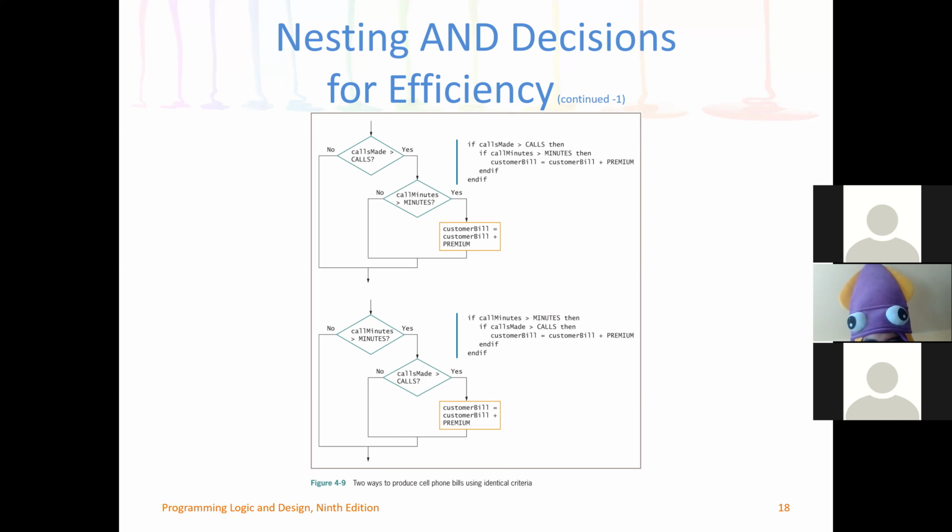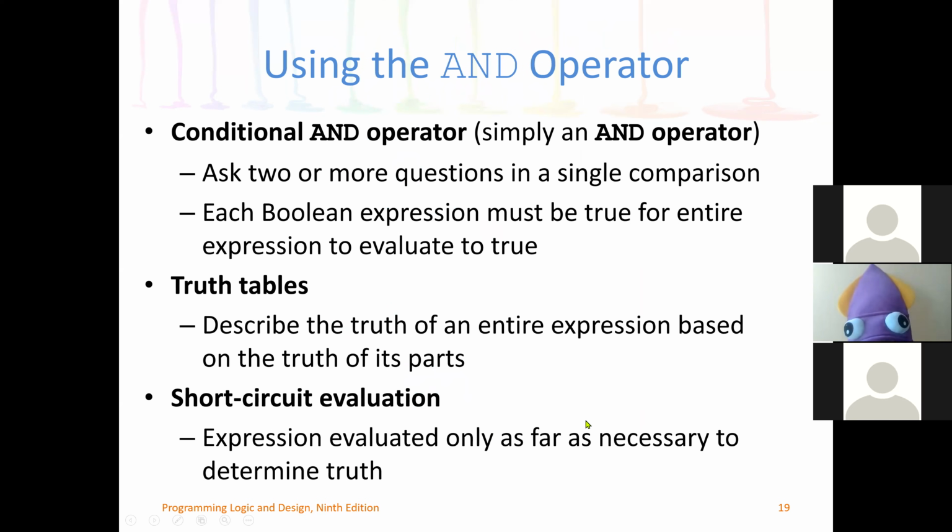And the second also the same concept. So we can see the pseudo code here. Here we said that if calls made greater than calls, then if calls minutes greater than, so these two conditions have to be true in order to add the calls bill plus the premium. If one of them is false, we skip it.